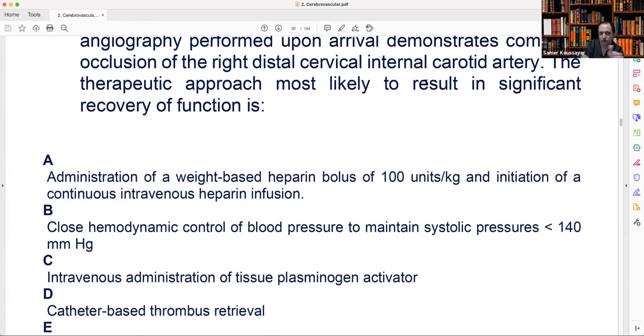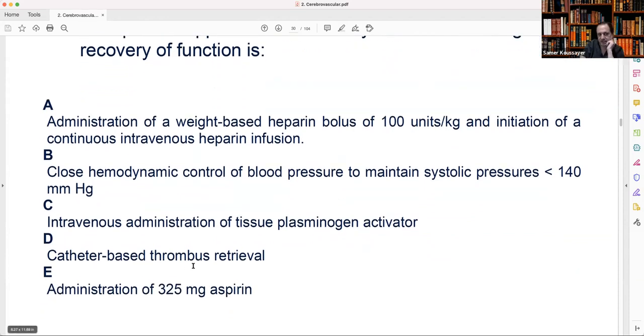They want to confuse you. Tissue plasminogen activator would be correct if they didn't write 5.5. If they wrote 3 hours or 2 hours, then this would be it. But after 4.5 hours, this will not work.